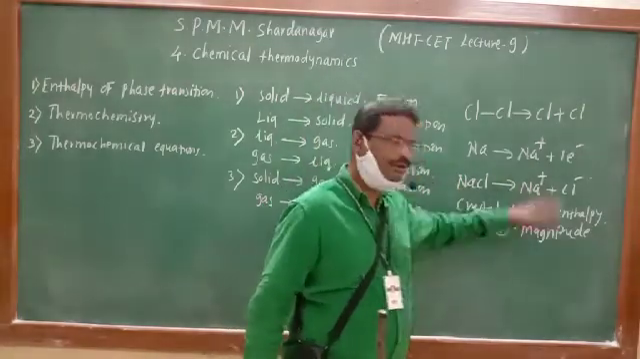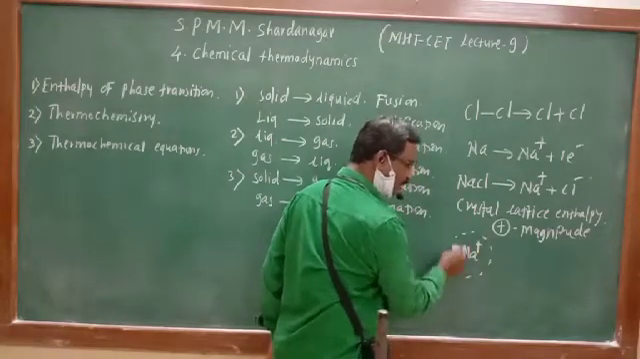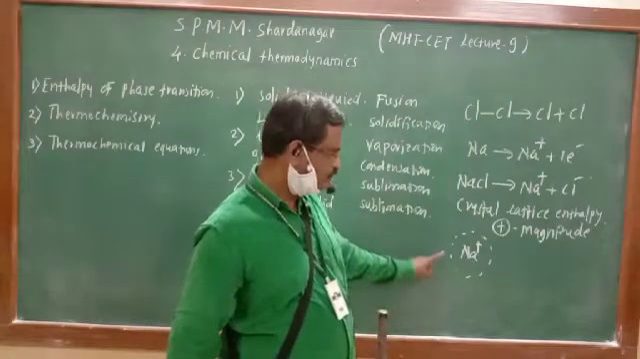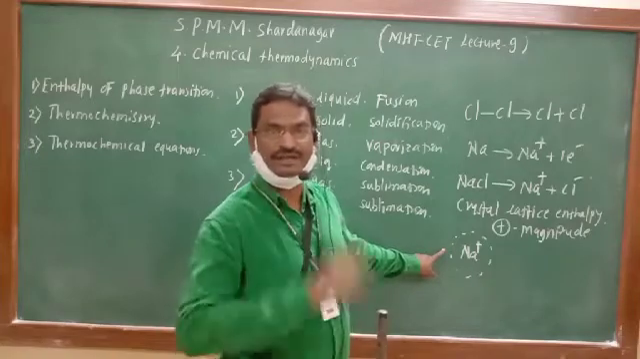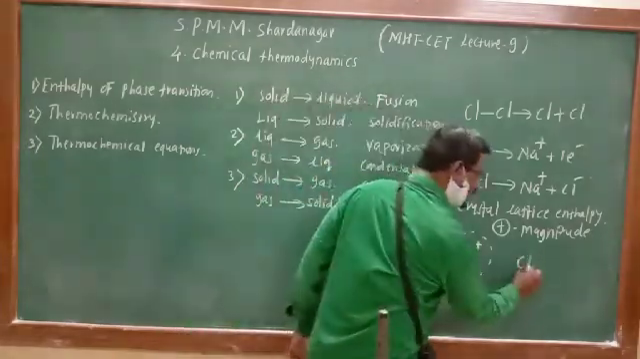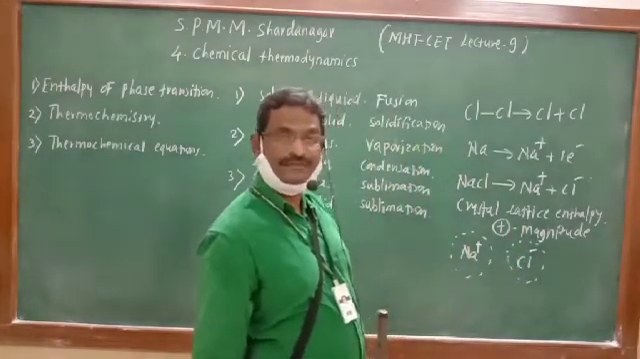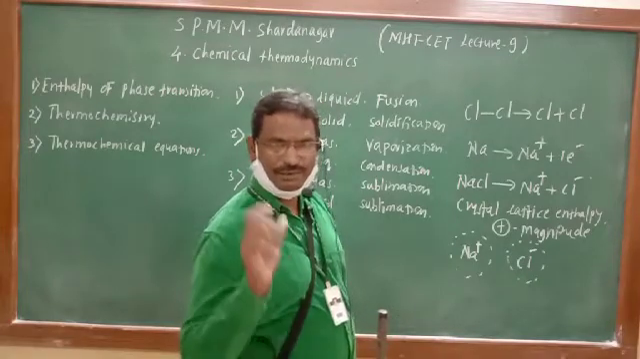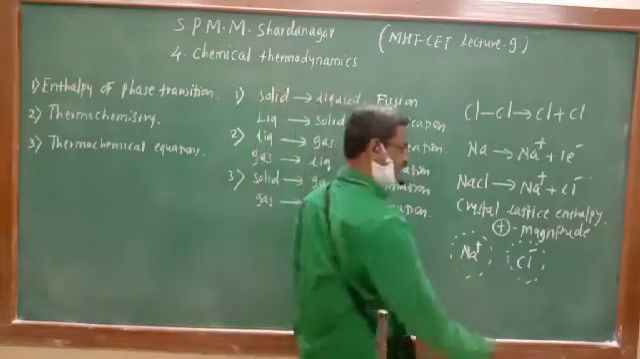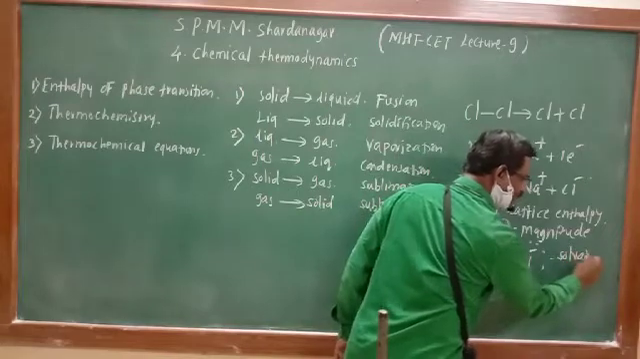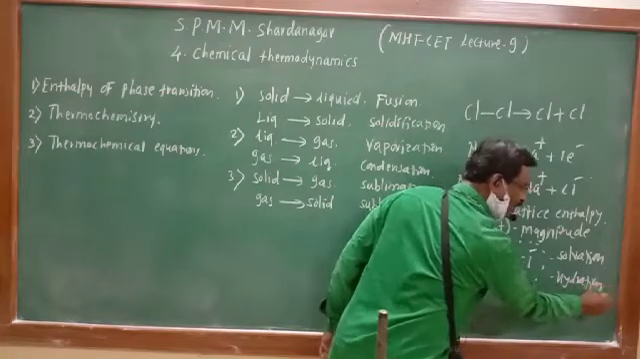Whenever this is added to the water, each Na plus ion is covered from all sides by water. This is known as the solvation process. It is the hydration process. Similarly, each Cl minus ion is covered from all sides by water. That is known as solvation. Since water is used, solvation is also known as hydration.